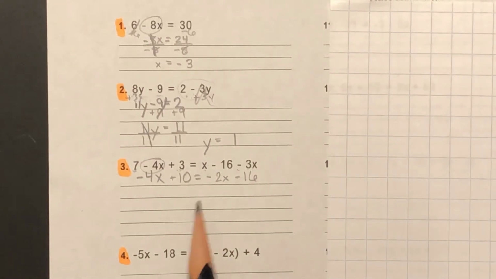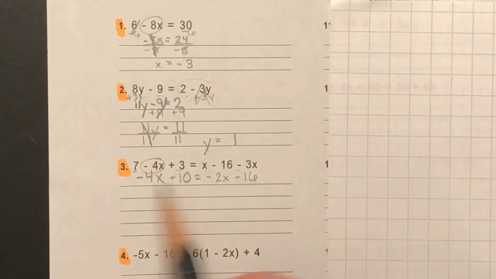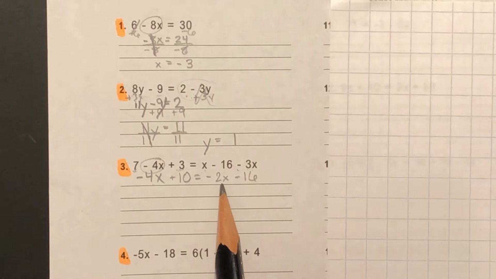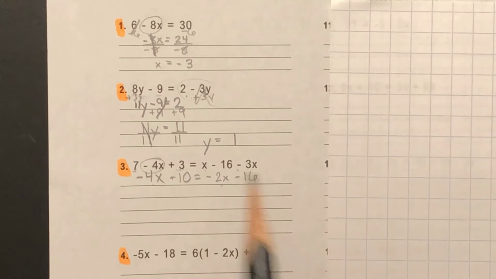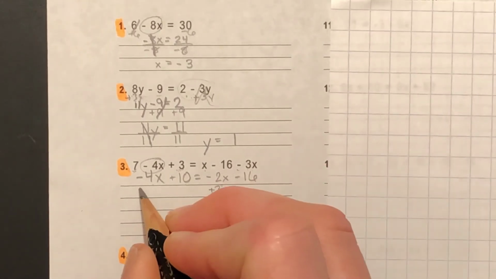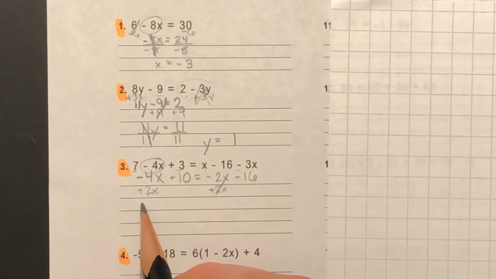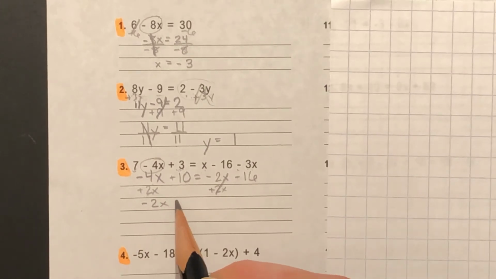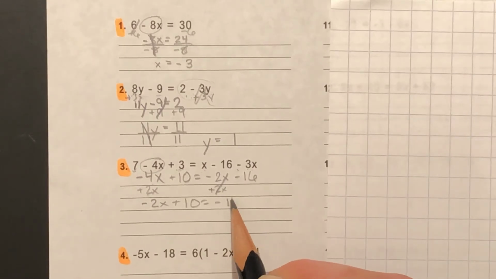All right, now I'm in the same place that I was when I started up there. I have variable terms and constant terms on both sides. So I'll start by getting rid of the variable term on the right side because I don't want it on the right, I want them all on the left. The opposite of minus 2x is plus 2x. So I will add 2x to both sides. Hope I have enough lines on this one. So now I have negative 2x plus 10 equals negative 16.